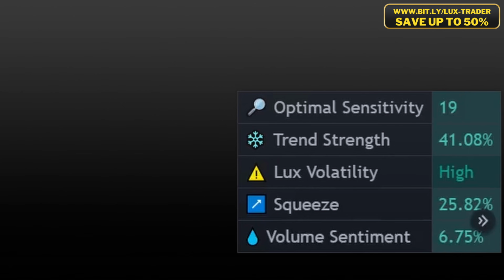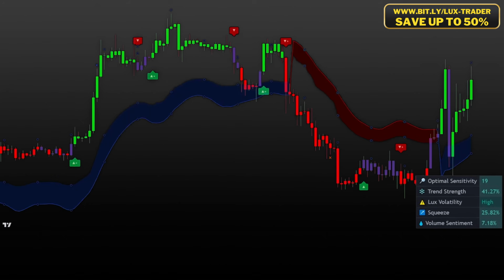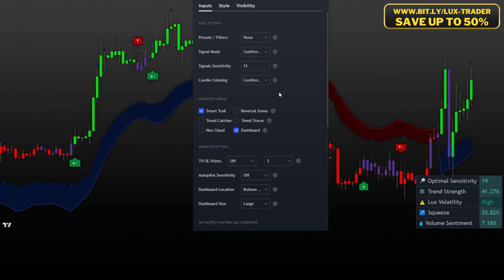confirmation or contrarian signals. The first dashboard element that we can see is the optimal sensitivity. The optimal sensitivity is an estimate of the optimal sensitivity setting depending on the selected signal mode. The recommended sensitivity for confirmation or contrarian signals will be displayed. We are on default settings, so if we click the settings button, we can see here the signal mode is set to confirmation and exits, and the signal sensitivity is set to 12.